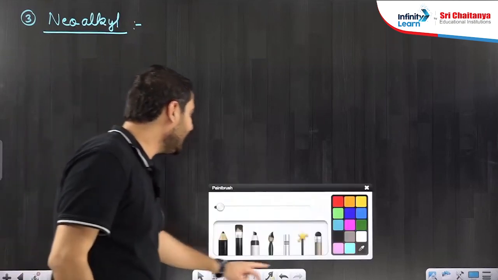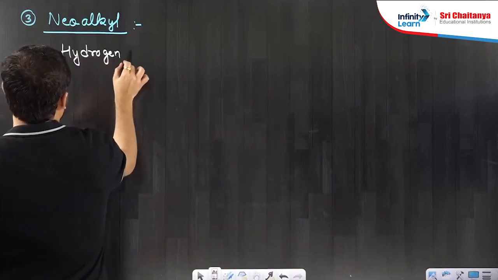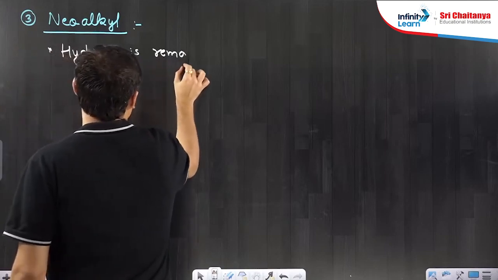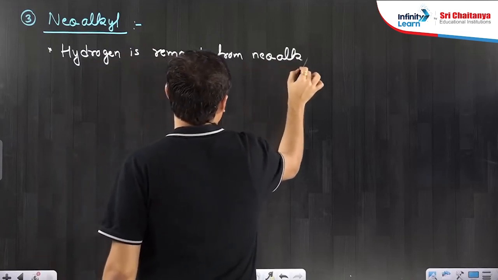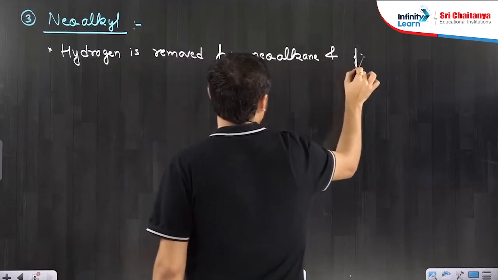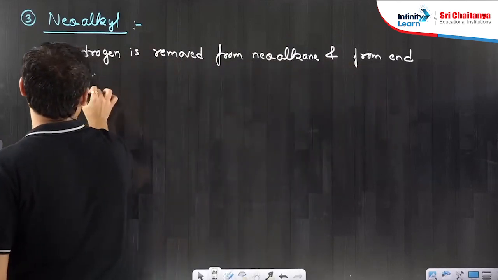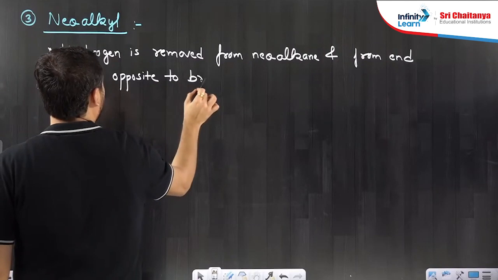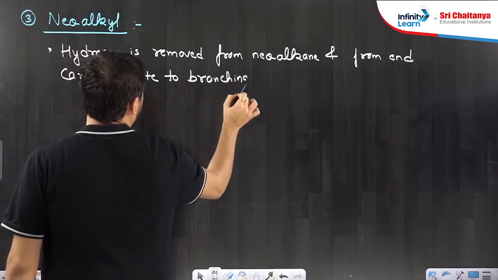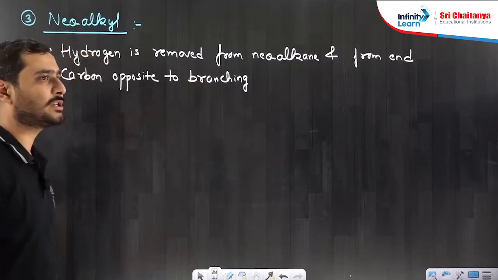Now in neoalkyl, hydrogen is removed from the neoalkane, and from the end carbon opposite to branching. Okay. So we have to remove one hydrogen from the neoalkane and from the end carbon opposite to branching.